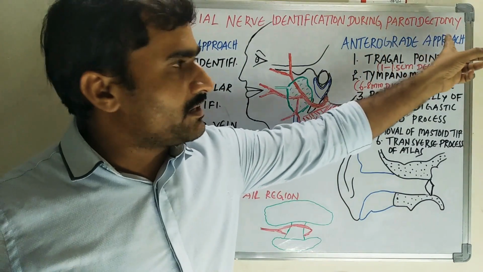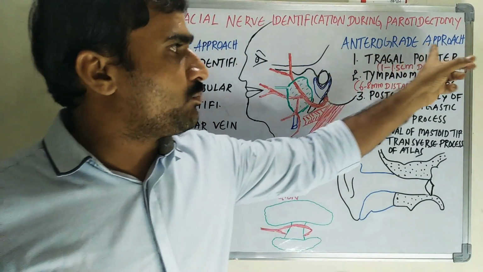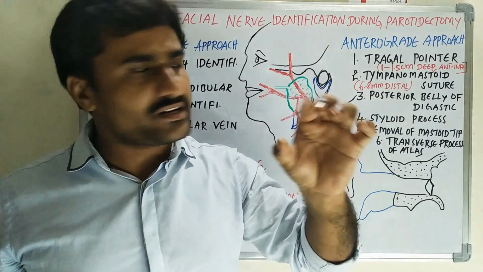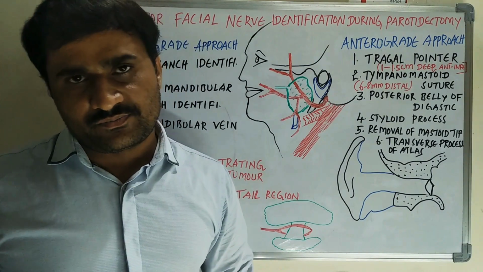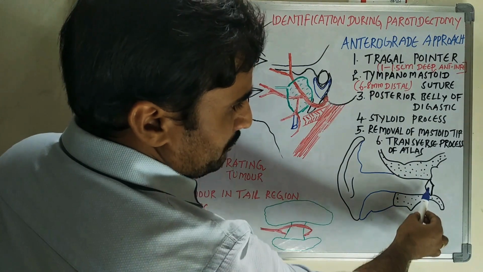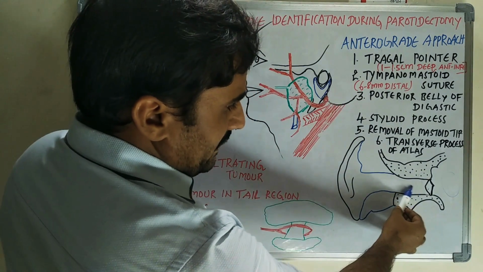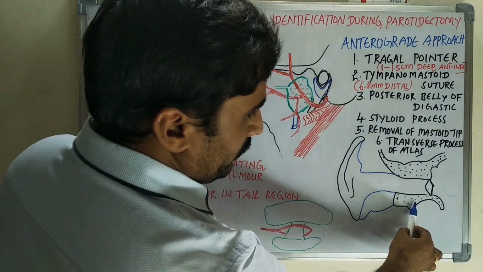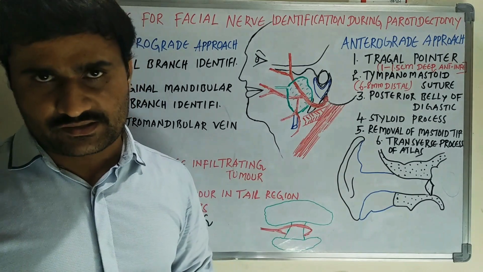Okay? So in the anterograde approach, this is the most commonly used one and the most important landmark is the tragal pointer. That is the cartilaginous external auditory meatus pointer. In this diagram you can see here, the external auditory meatus is formed by both bone and cartilage. Right? So this is the tympanic membrane and this will be your middle ear. And this is the external auditory meatus. This is the external pinna and this is the bony part and this blue colored one is nothing but the cartilaginous part of the external auditory meatus.